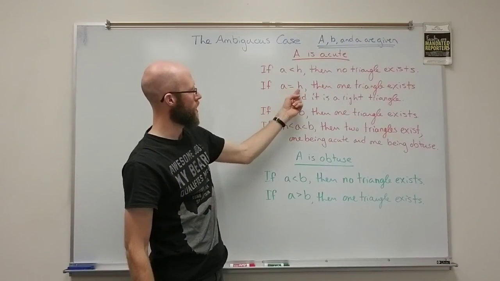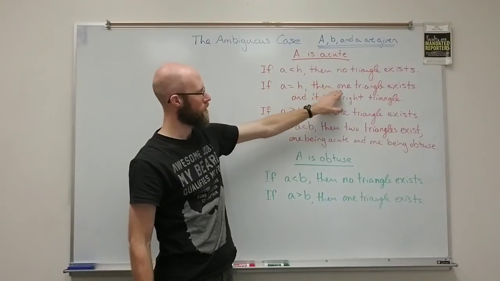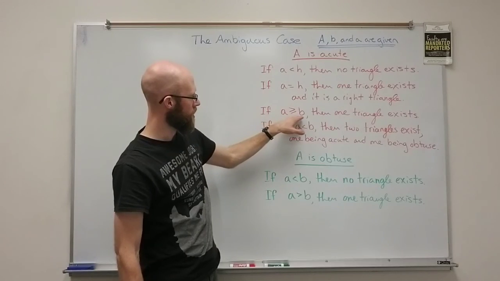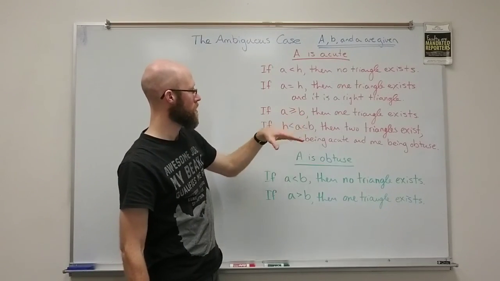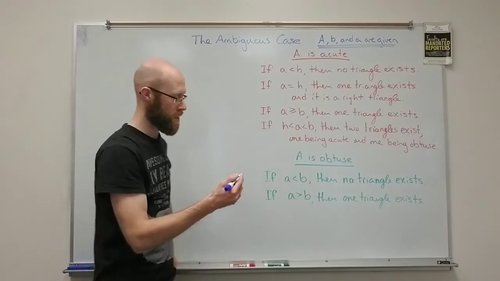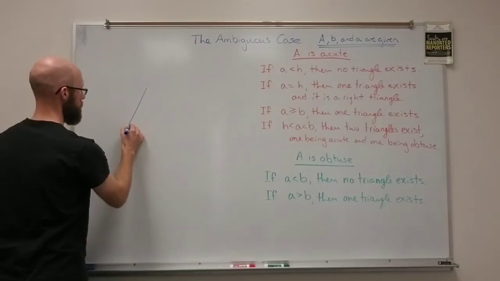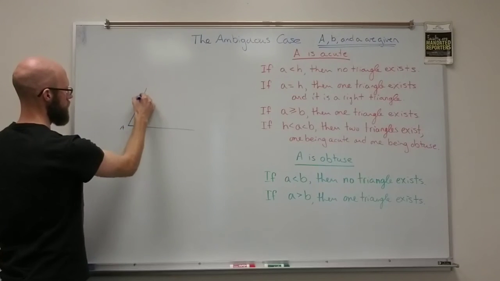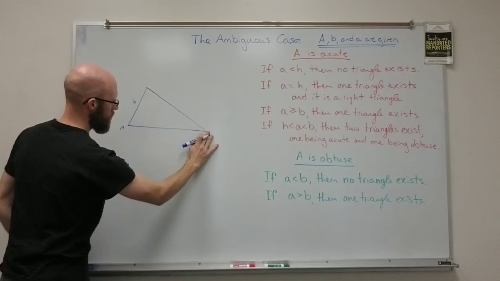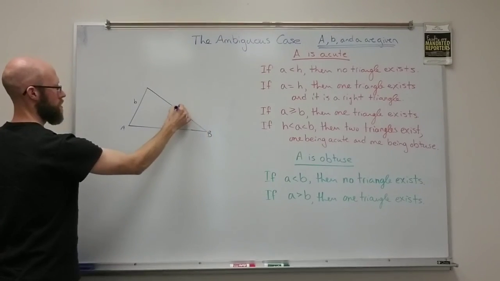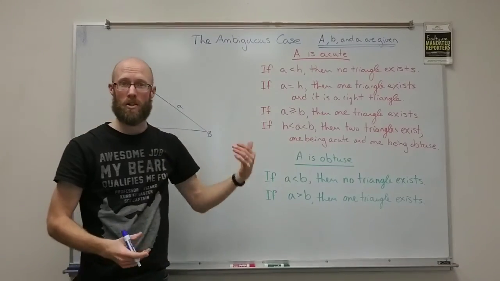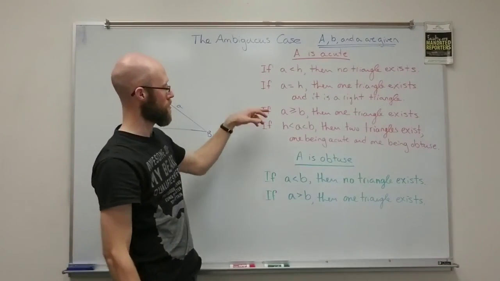If A and the height are the same, then you get one triangle and it's a right triangle. If A is greater than B, then you get one triangle that exists. If A is longer than B, then it can't swing by and get a second triangle. You're only going to have one triangle possible.